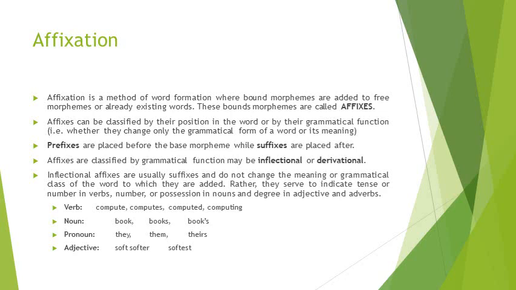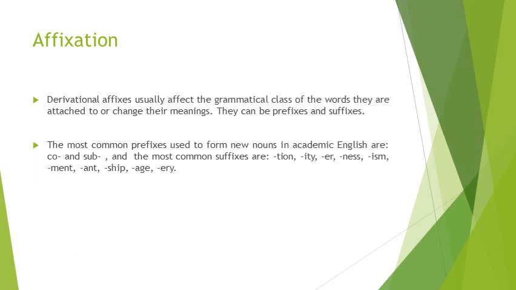Now, what about nouns? You could have them indicating the possessive form. Book, books, book's. And then they could also indicate case in pronouns. They, them, theirs. They could indicate degree in adjectives, soft, softer, softest. So these are examples of inflectional affixes. Like I said, they do not change the meaning or the grammatical class of the word, all right? They just indicate several things. They could indicate tense, number in verbs, possession, and so on. Now let's move on.